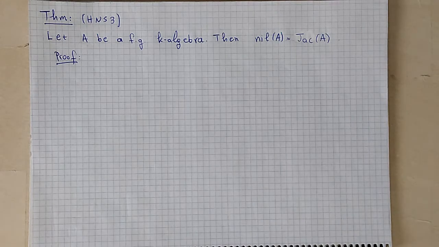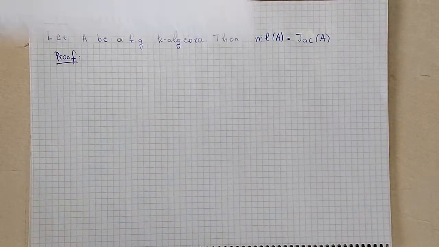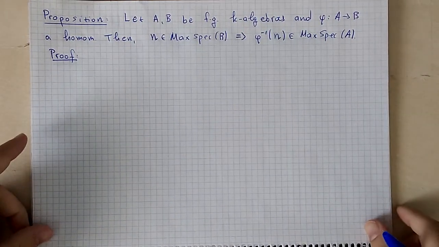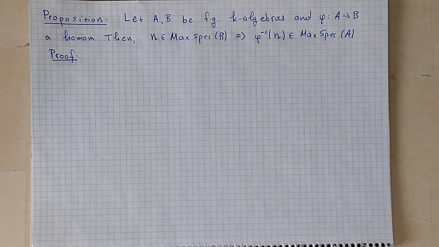So before we begin with the proof, we're actually going to prove a proposition, which is more of a corollary of the first version. But okay, so the proposition says that if we have two finitely generated K algebras, let's call them A and B, and we also have a homomorphism of K algebras between those two things, let's call this phi.